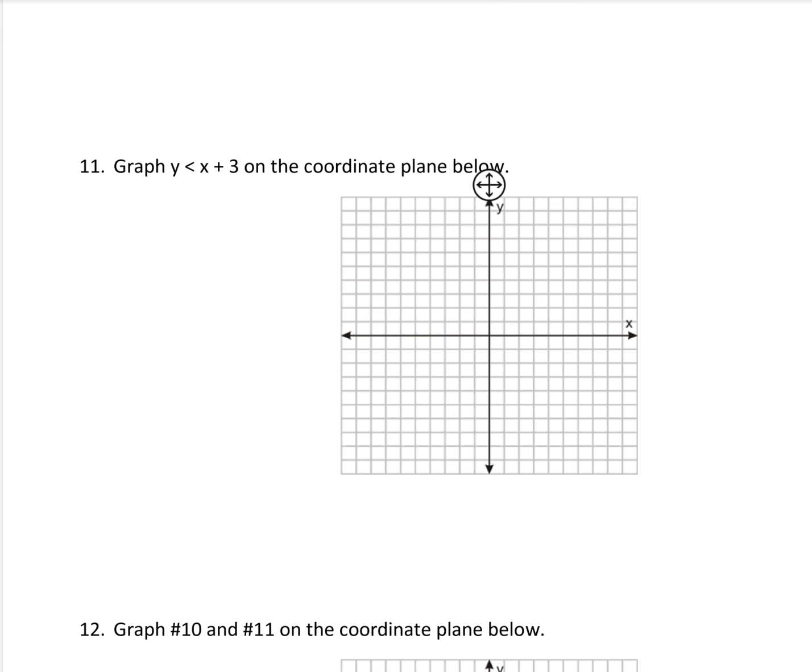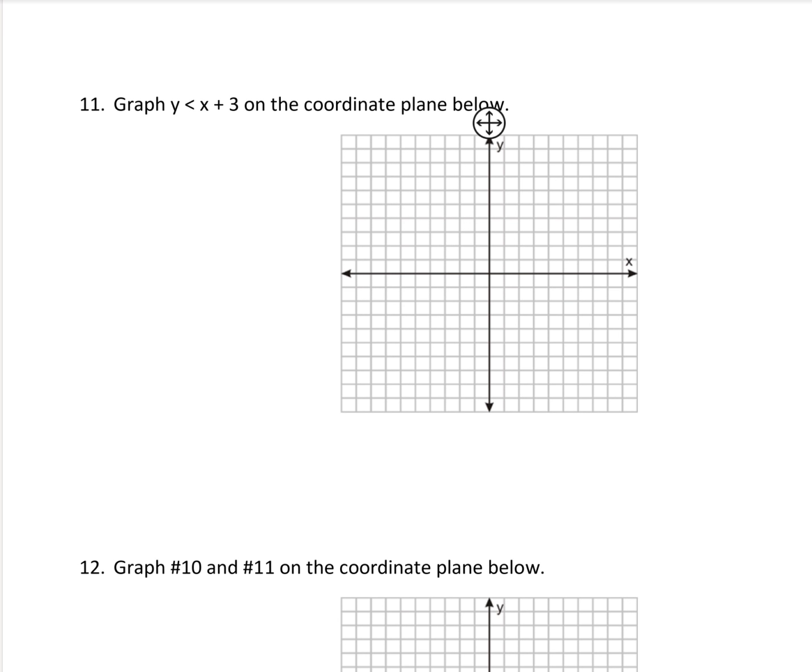All right, for 11. This one wants us to graph y less than x plus 3. Well, we can do that nice and easy. So I start at 3, 1, 2, 3. And of course, I'm going up 1 over 1 and down 1 over 1, right? Because m is 1 and the y-intercept is 3. And again, I'm going to have a dashed line going through it. Remember, go all the way through your graph and draw your arrows at the end. Now it says y less than x plus 3, so everything underneath the line.